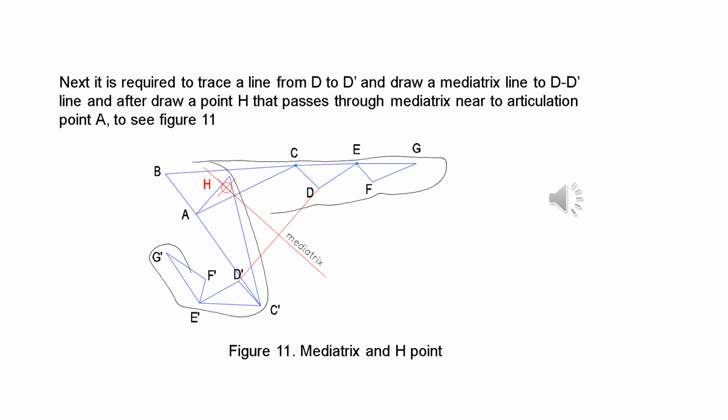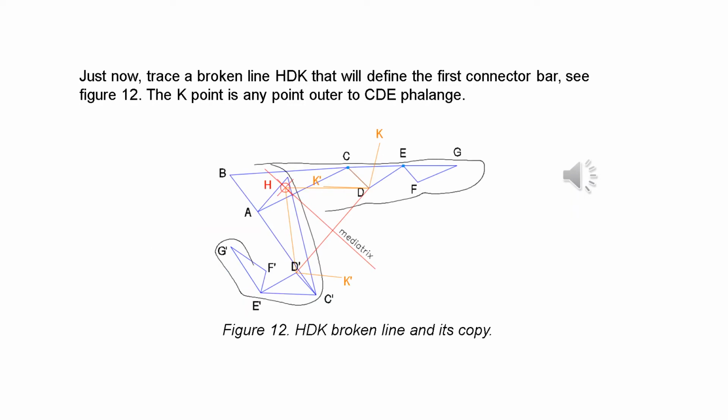Next, it is required to trace a line from D to D' and draw a mediatrix line to the DD' line, and after that draw a point H that passes through the mediatrix near articulation point A, see figure 11. Now trace a broken line HDK that will define the first connector bar, see figure 12. The K point is any point outside the CDA phalanx.